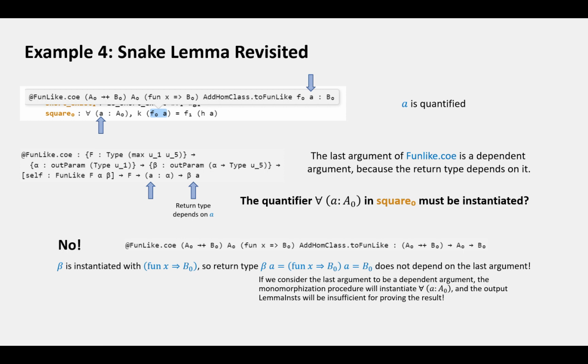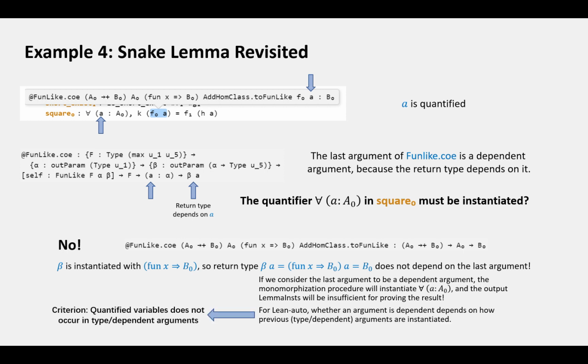In this case, if we consider the last argument to be a dependent argument, then the monomorphization procedure will instantiate this quantifier, and its output will be insufficient for proving the result. So in LingAuto, whenever it wants to determine whether an argument is a dependent argument, it will look at how previous arguments are instantiated.